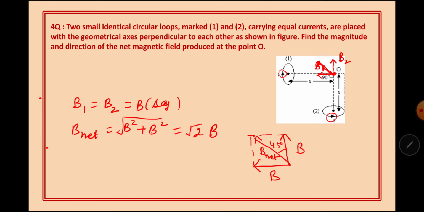So how do you tell this direction? If I assume this to be the x-axis, I can tell that it will be making an angle of 45 degrees with the negative x-axis, or I can say it will be making an angle of 45 degrees with both the fields. So this is how I can show it diagrammatically, and I can write it down in words also.